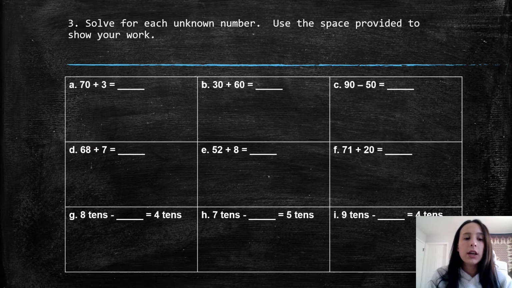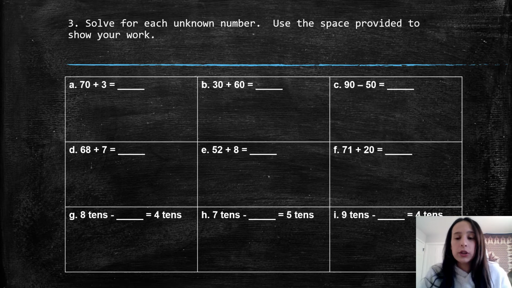Number 3, you are going to solve for each unknown number. Use the space provided to show your work. You can use quick 10 drawings, the arrow way, number bonds with number sentences. Pause the video and solve, and when you get back, we're going to go over it. All right, so hopefully you've paused the video, you did your work, now we're back.